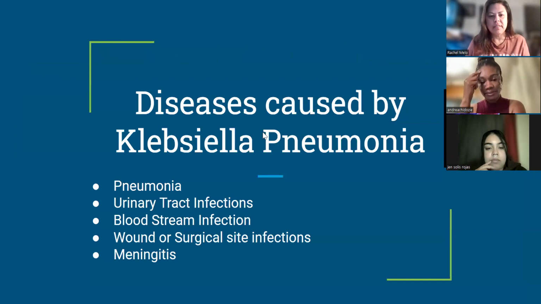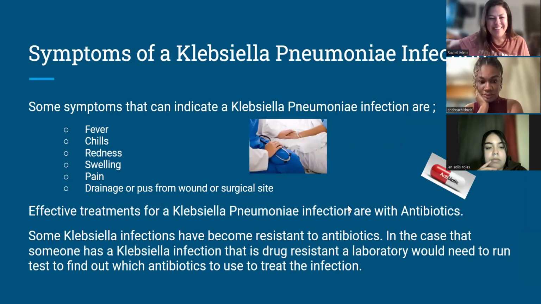A few of the diseases caused by Klebsiella pneumoniae are pneumonia, urinary tract infections, bloodstream infections, meningitis, and they're commonly found on wound or surgical sites. Some symptoms that can indicate a Klebsiella pneumoniae infection are fever, chills, redness, swelling, pain, and drainage or pus from the wound or the surgical site.